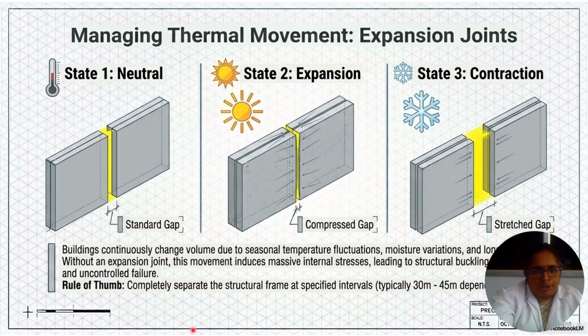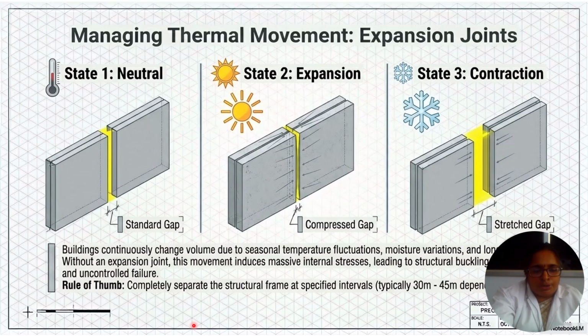So the next joint is the expansion joint. The expansion joint is provided because buildings continuously change volume due to seasonal temperature fluctuations, moisture variations, and long-term creep. Without an expansion joint, this movement induces massive internal stresses, leading to structural buckling, severe spalling, and uncontrolled failure.